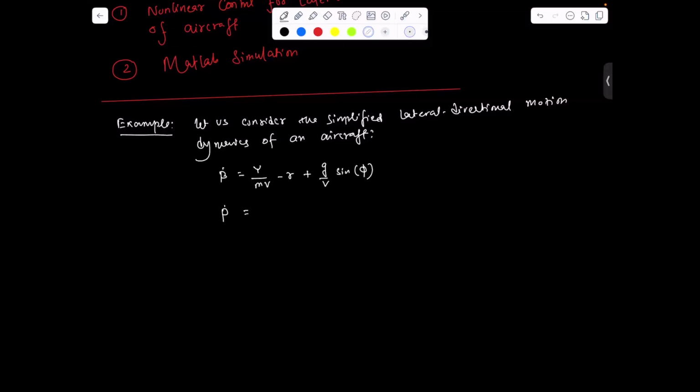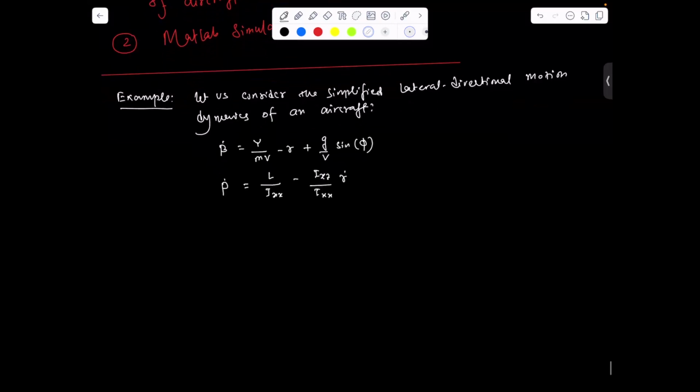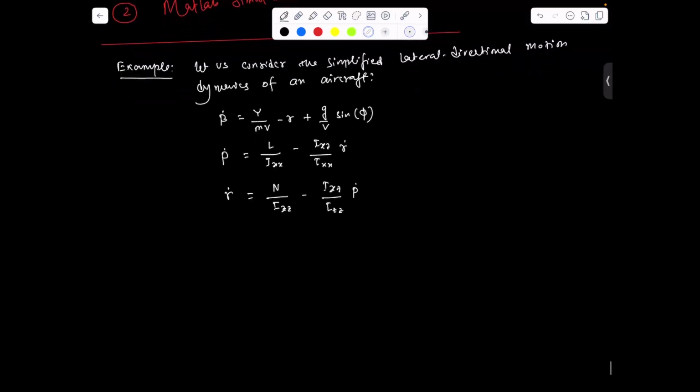And p dot equal to L by Ixx minus Ixz divided by Ixx r dot, and r dot equal to N by Izz minus Ixz divided by Izz p dot, and phi dot equal to p. So this is the dynamic model of the lateral directional motion.